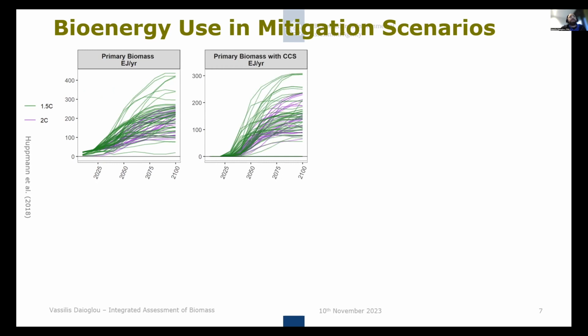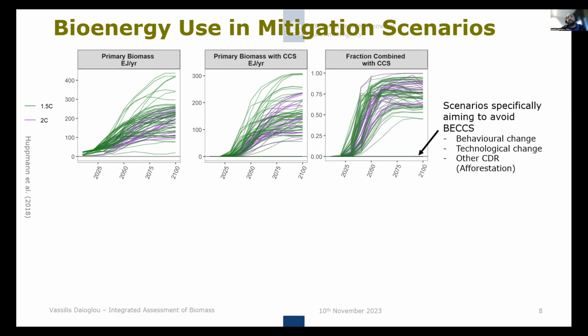This is basically the same graph, but now only showing the primary bioenergy which is actually used together with carbon capture and storage. And here is the same graph, but showing it as a fraction of the total primary bioenergy demand. So what we see in these two new panels is that a huge amount of this primary bioenergy actually is combined with carbon capture and storage, typically between 50% and 100%. So this shows the importance of BECCS.